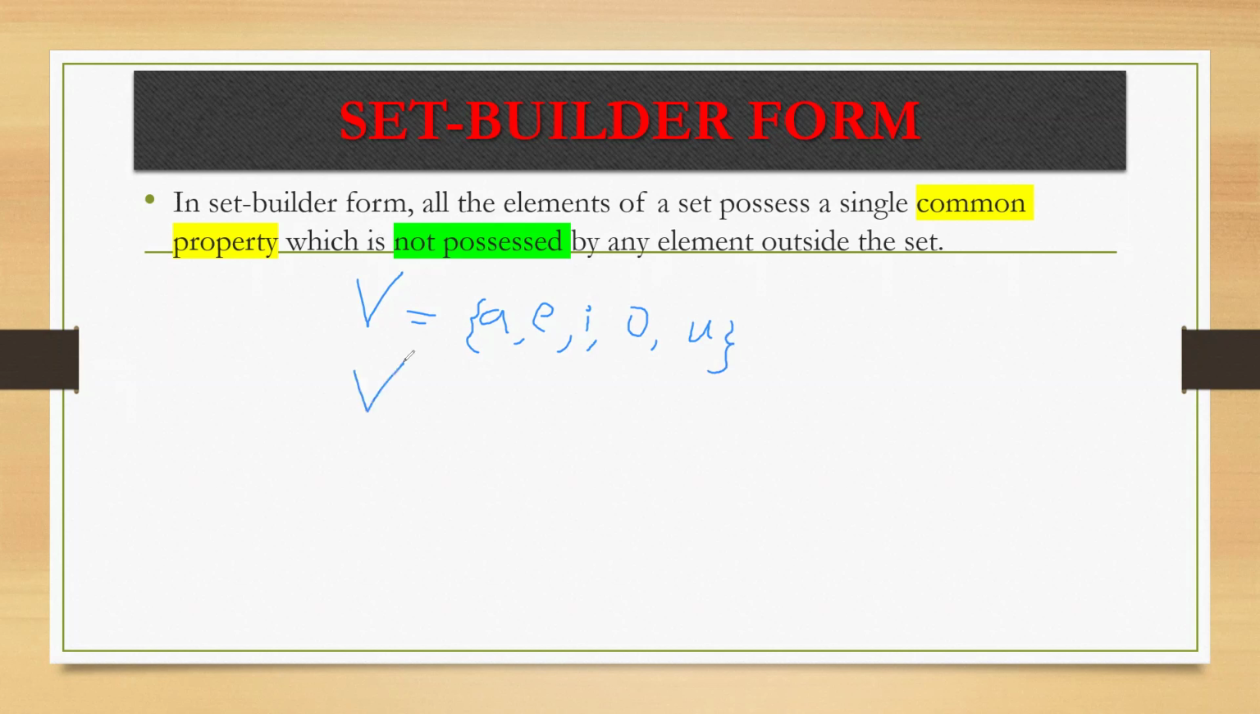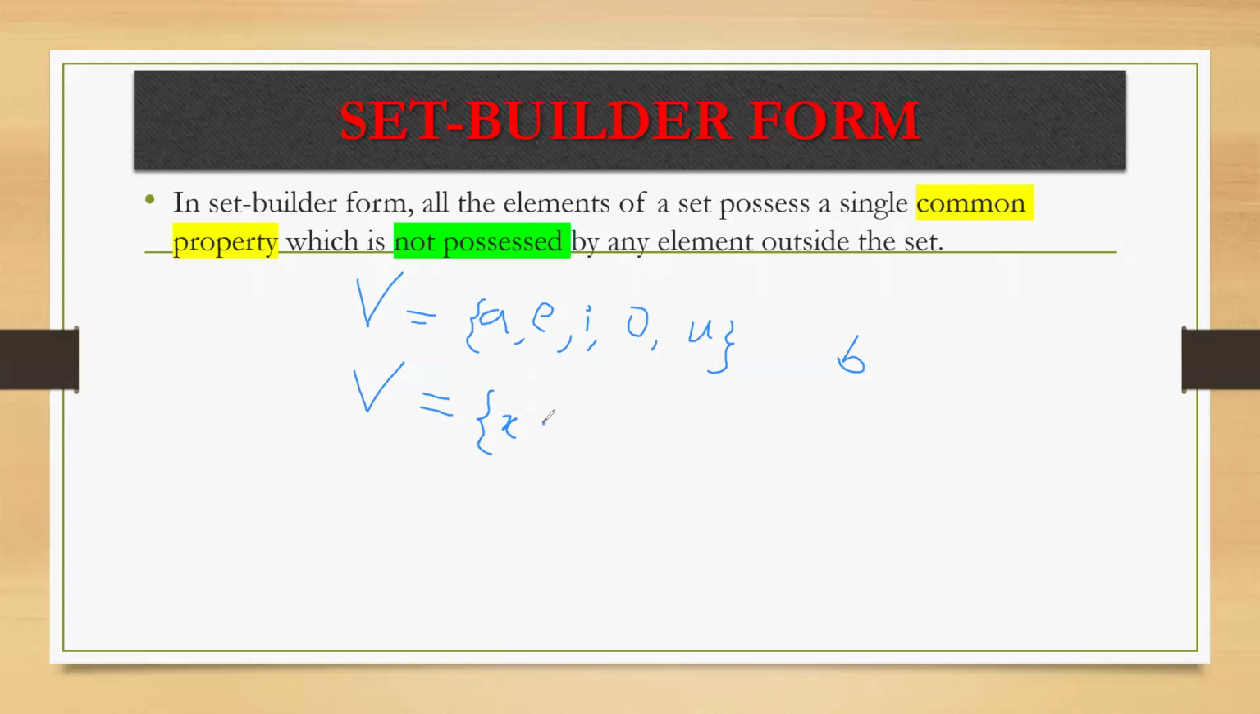So how can we write this in set builder form? First we should find a common property which is possessed by the elements in this set. What is the common property? They are vowels in the English alphabet, right? If you take any element outside this set, say B, then this element does not possess the property of vowels. Clear? So once we identify the common property, we start with curly braces, then we represent the elements of the set by a general element, say X. We are giving a common name for all the elements of the set.